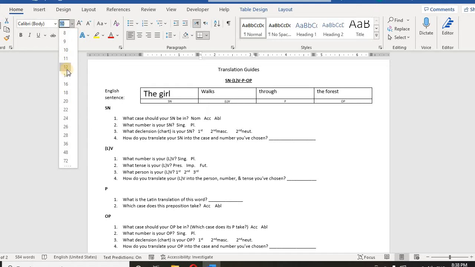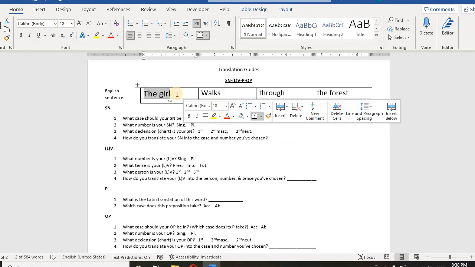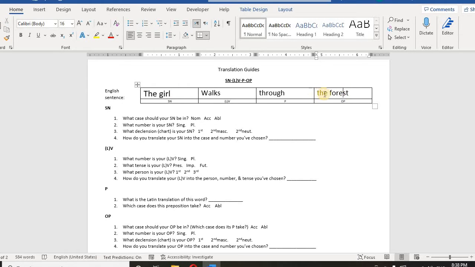So the first step is we're going to look at our subject noun. Now notice I put the with my subject noun because Latin doesn't have a word for the. So our subject noun is going to take the place of the girl, and we're just going to write Latin for girl. Same thing with the forest over here, our object of the preposition. Okay, so first question is, what case should my subject noun be in? Well, if you know our jingle, nominative's the subject, you know that answer is always going to be nominative case.